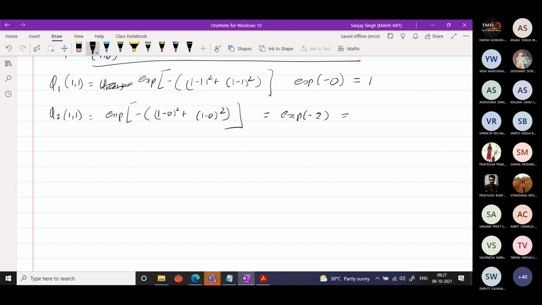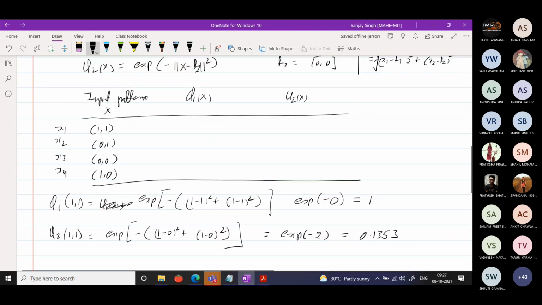So it's 0.1353. Okay, so 0.1353. Likewise, we'll be calculating the values for phi 1, phi 2 for each. So I can just write here that when this combination was there, this value is 1. And for this combination, same value in phi 2 dimension, it is 0.1353. Likewise, you'll be able to fill it up.